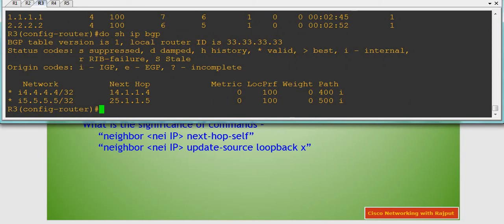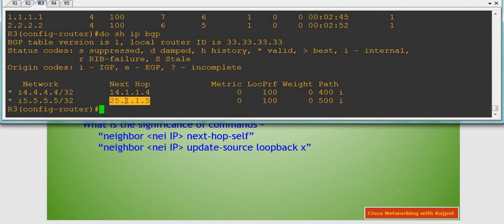So answer to the first question, neighbor IP next-hop-self. Why do we use the neighbor IP next-hop-self command in iBGP? This is the reason. See, the default behavior of BGP is eBGP will always reset the next hop and it will set its own IP address as the next hop IP address. But in the case of iBGP, next hop IP is never changed. Next hop will always remain what eBGP has set.